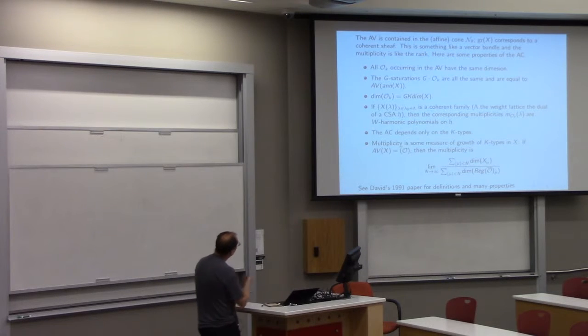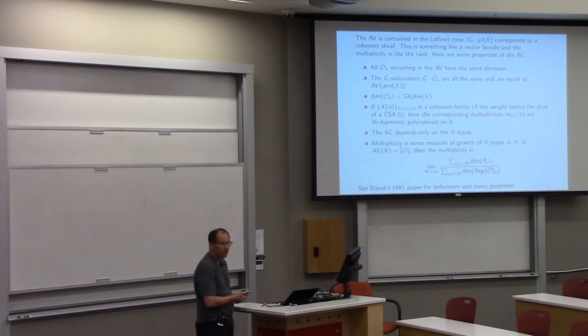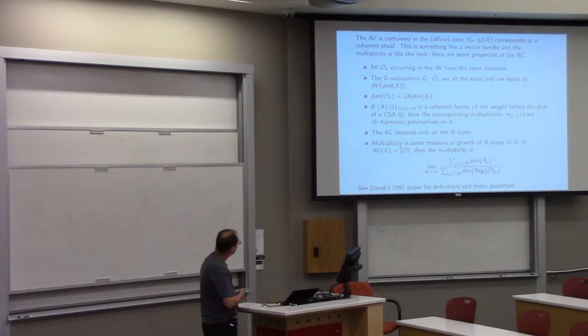And I think almost all of this is repeating what Peter said. All of the nilpotent k orbits in p that occur have the same dimension. And the G saturation, the complex nilpotent orbit, is the same for every one that occurs. And that is the associated variety of the representation, and the dimension of the orbits is the Gelfand-Kirillov dimension.